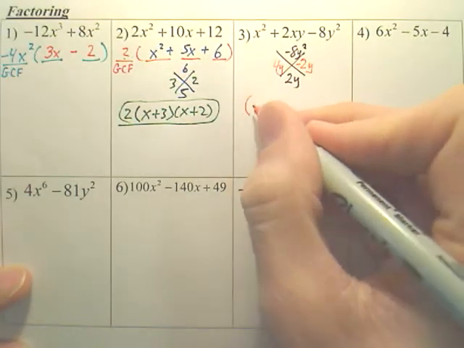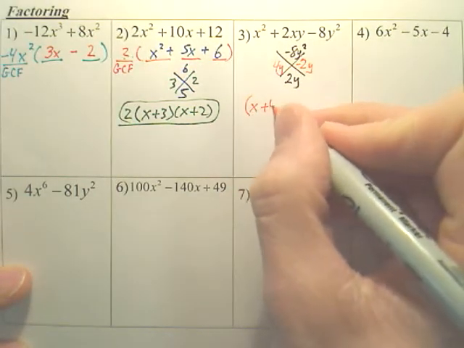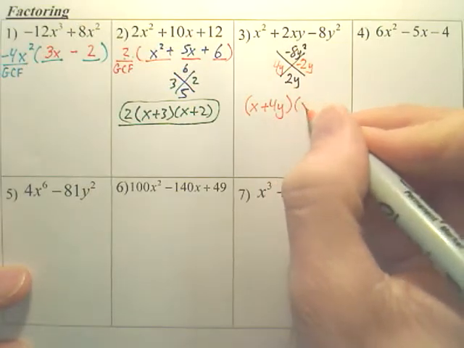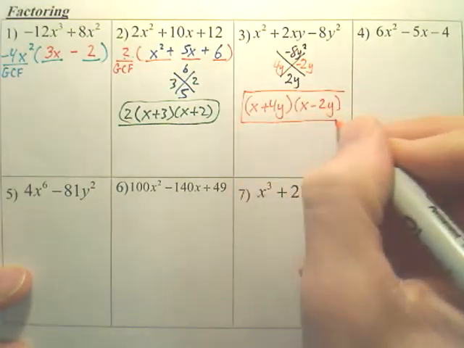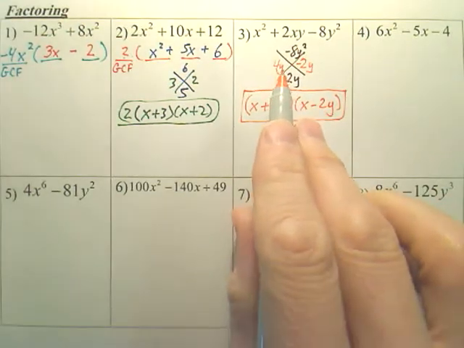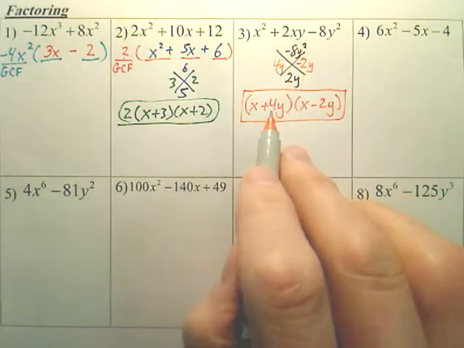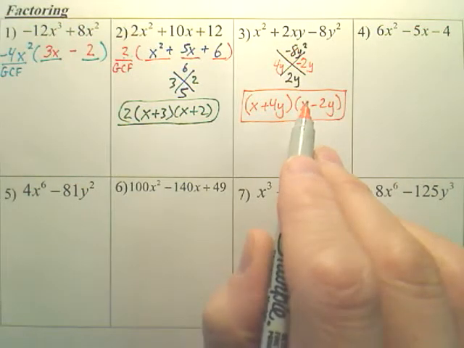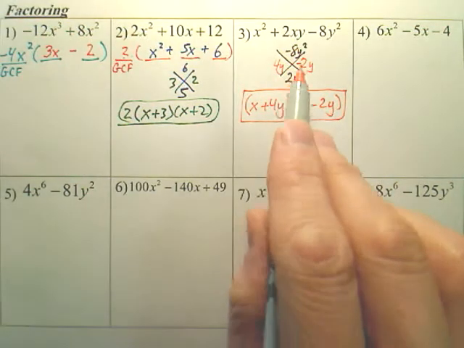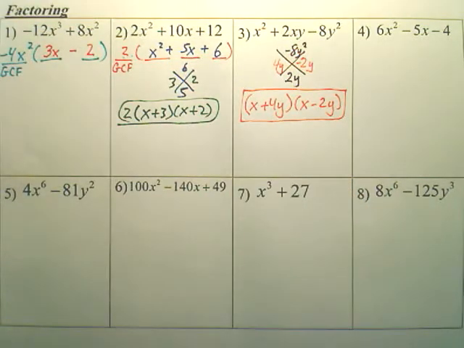So my answer would be x plus 4y, x minus 2y. And we're done. Now, if you didn't put these y's everywhere, do you understand at the end you just put your y's there and there? You could do it without the y's and just put them in at the end. Or you could put them in through the whole problem. Either way works.